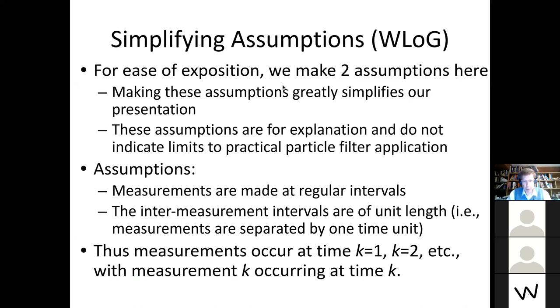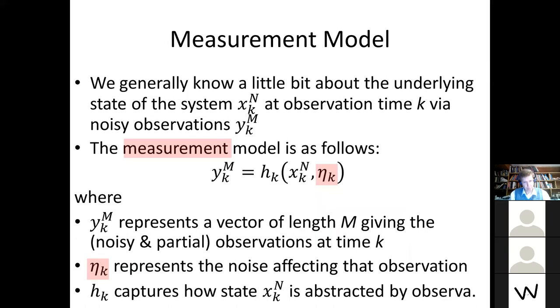So we're going to make a simplifying assumption here. Two simplifying assumptions. Number one, measurements are made at regular intervals. And for simplicity, I'm going to assume that observations, these so-called measurements, are made every unit time. So they're occurring at time k equals 1, k equals 2, k equals 3, is the time at which we're making observations from the world. You could always choose your time scale if you have regularly spaced measurements so that one unit of time is the time between them. That will simplify a lot of the notation.